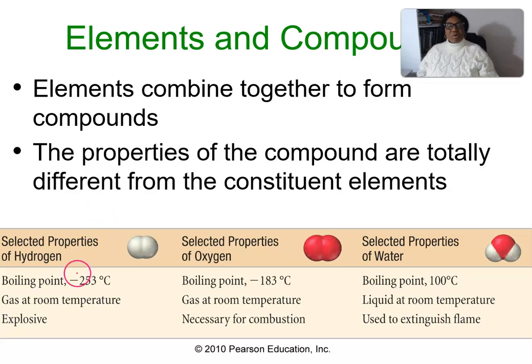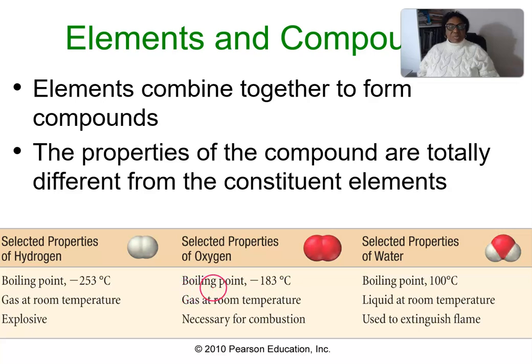It is formed from hydrogen and oxygen. Those are the two elements that combine to form water. We'll just examine the properties of hydrogen and that of oxygen and the resulting compound, its property, which is water. So this is hydrogen. Hydrogen has a boiling point of minus 253 degrees Celsius. It's a gas at room temperature, and hydrogen is explosive.